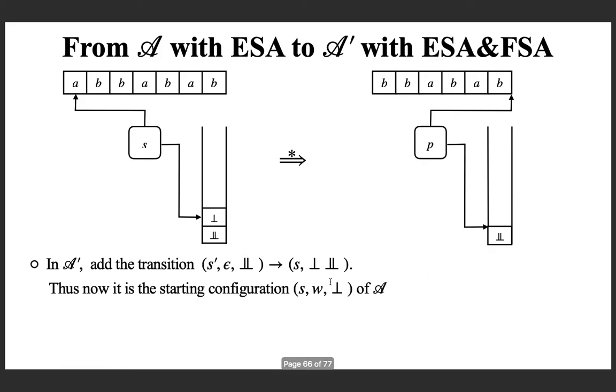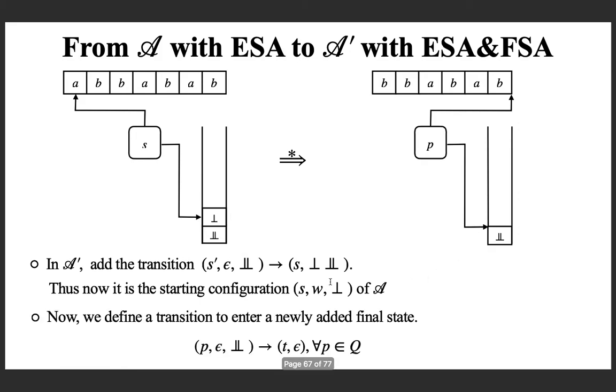Now you can exploit the situation. What you can do is add this. From the state P, without consuming an input, you will have the new bot on the top of the stack. You take out that new bot and you jump into the newly added final state. So you are done. And see here that P is an arbitrary state.